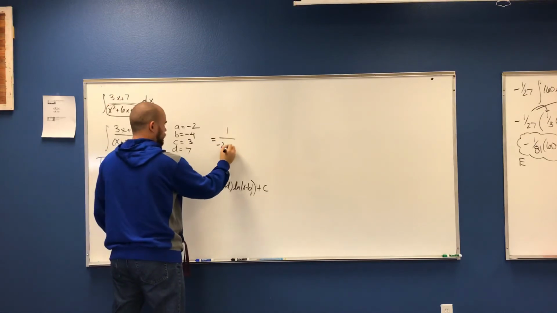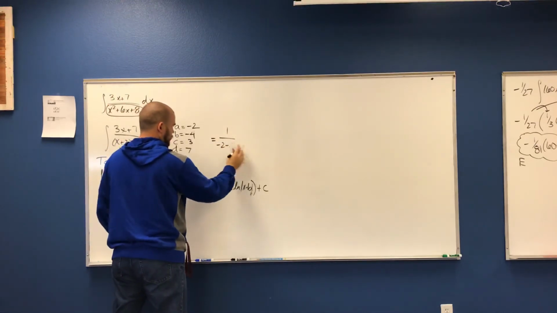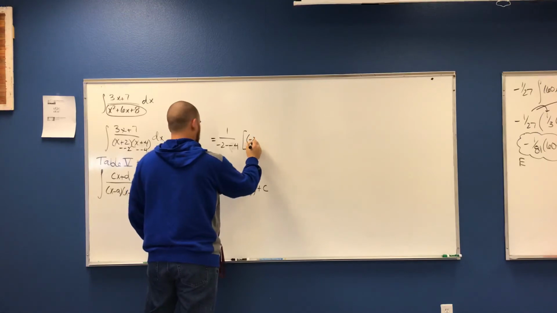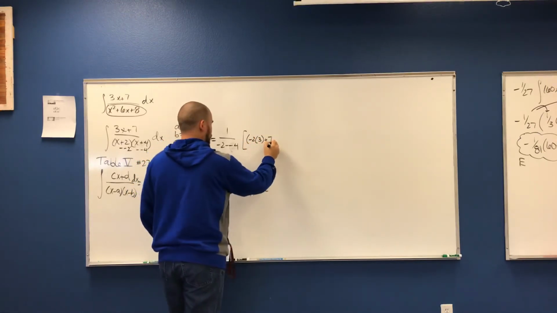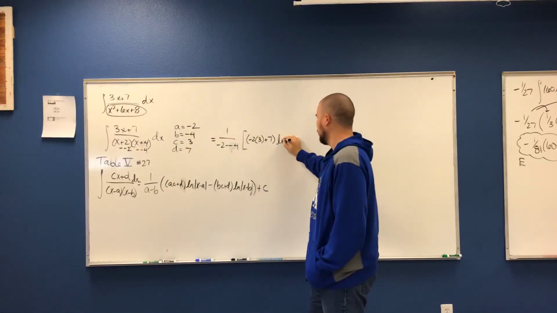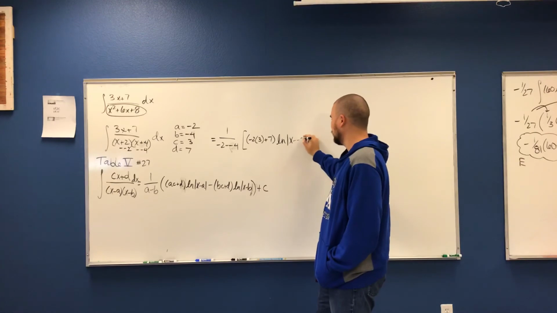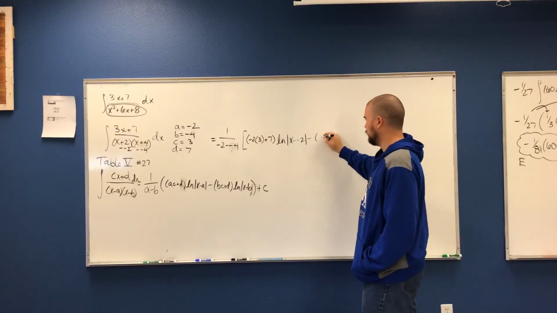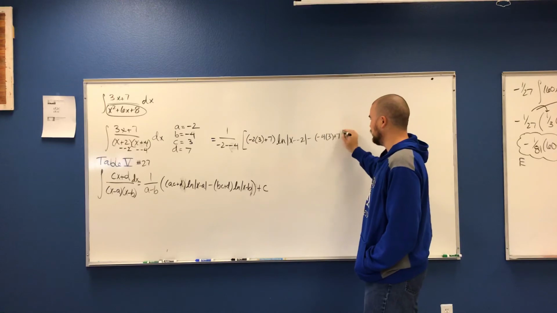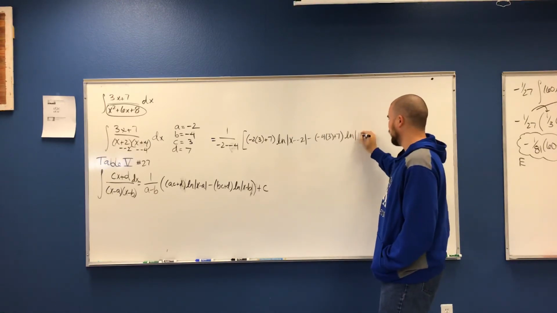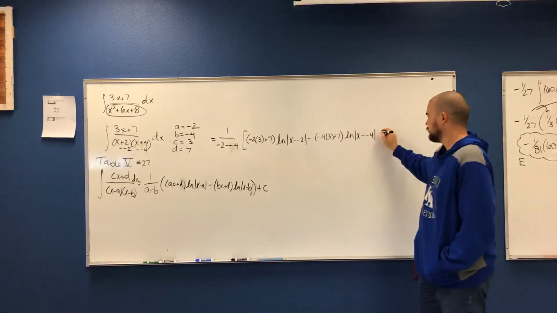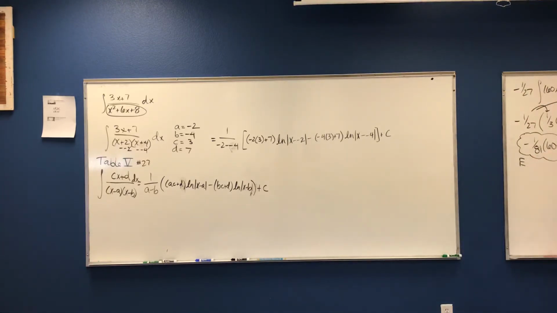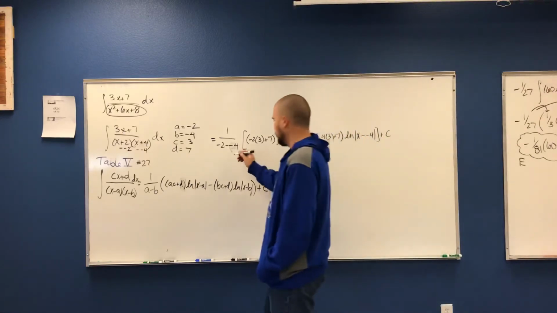1 over A minus B, times A times C plus D, times the natural log of the absolute value of x minus A. And I'm not simplifying it yet. If that becomes confusing, just fast forward. And then B times C plus D times natural log of x minus B, plus C. Just taking all of our variables and plugging them in. And now we will go ahead and simplify these as much as possible.